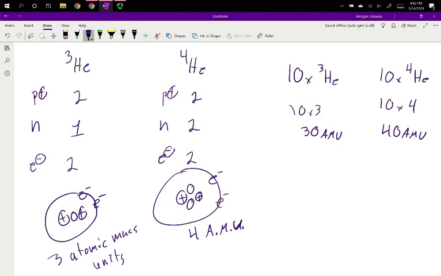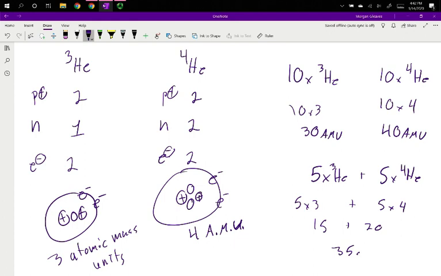Additionally, if you mix them, what if I had 5 of them that were helium-3 and 5 of them that were helium-4? Well, 5 times 3 plus 5 times 4, so 15 plus 20, 35 atomic mass units. If I have a mix of the two, I get a weight that is a mix of the weights. In fact, if I average this, each helium looks like it's 3.5 atomic mass units.